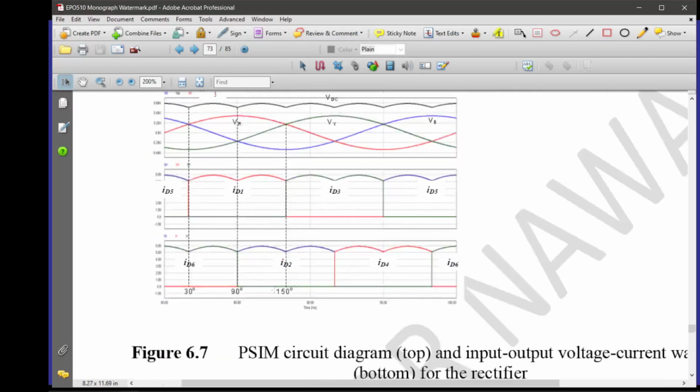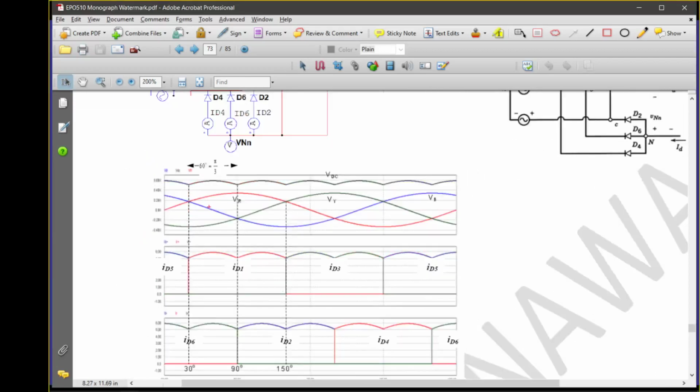So now this is the red, yellow, and blue phase voltage. Let's consider 0 second, 0 degree here. We look into this point. At 0 second, we're going to look at that point. So let's determine which diode is on.